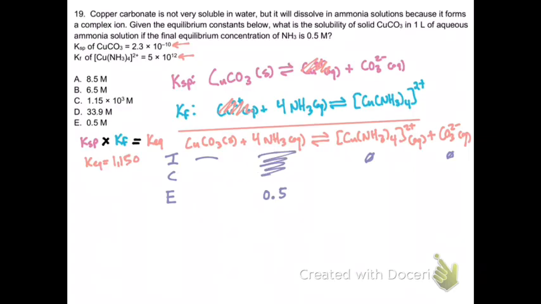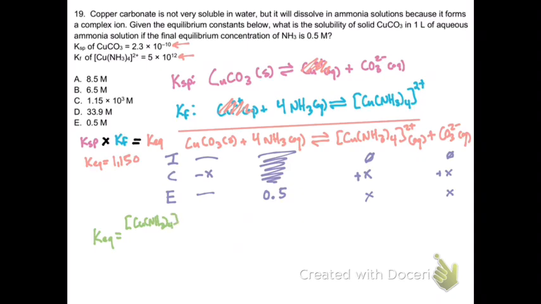And actually just fill it in with a little zip zap zoop there. This is going to be plus x, and this is going to be plus x. 0 plus x is x, 0 plus x is x. Over here it's going to be minus x, and we don't care what minus x is. So now we can plug everything into our equilibrium expression. So KEQ is equal to our products. So we have our copper ammonia complex.